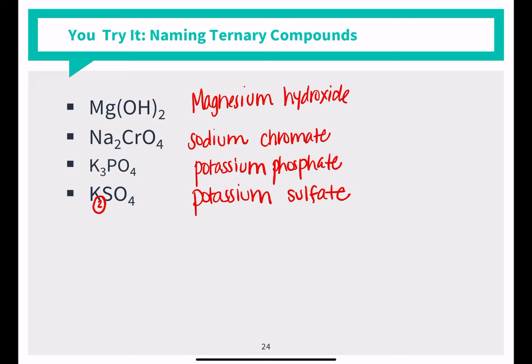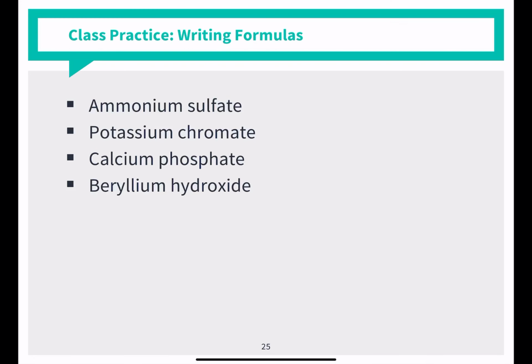But potassium should have a 2 beside it because it's a positive 1 charge, and we need to cancel out that negative 2 charge on the sulfate. Either way, it would still be written as potassium sulfate. Okay? Now, let's practice writing the formulas.